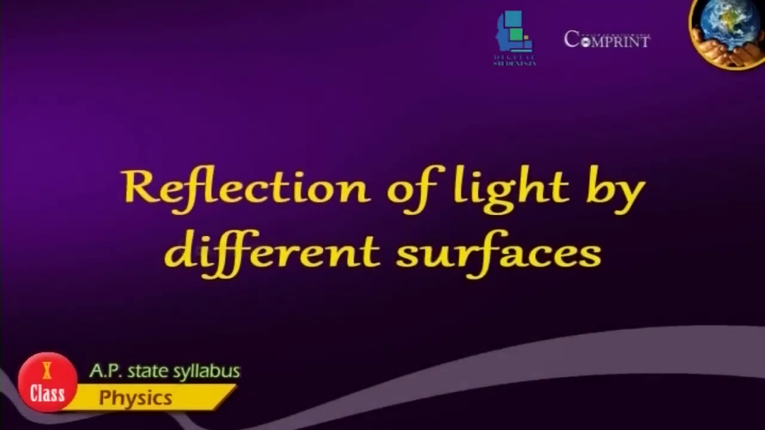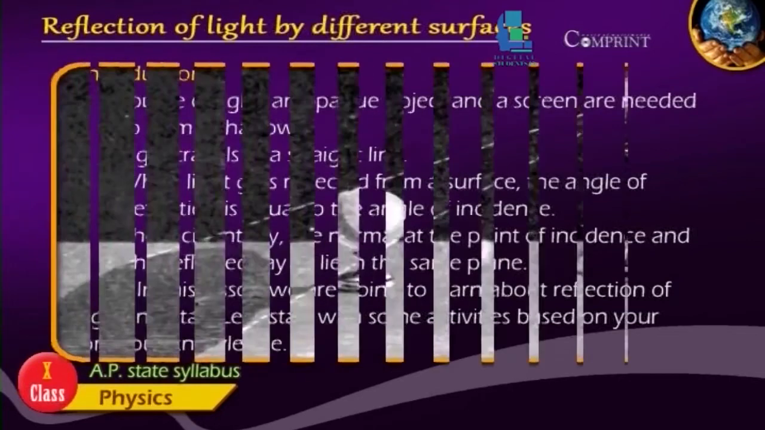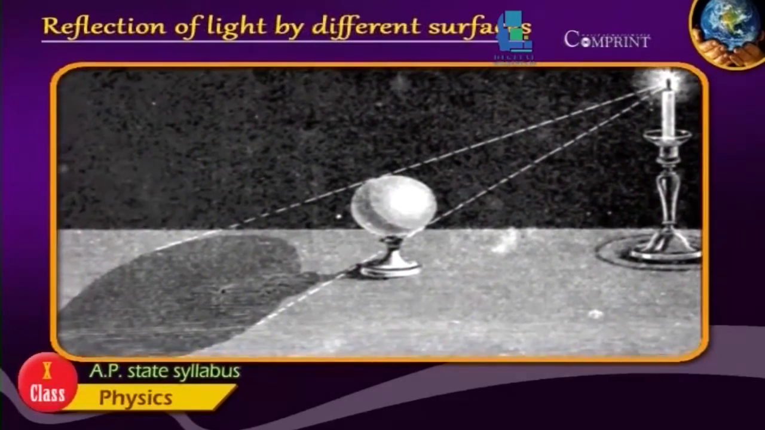Reflection of light on different surfaces. Introduction. A source of light, an opaque object and a screen are needed to form a shadow. Light travels in a straight line.